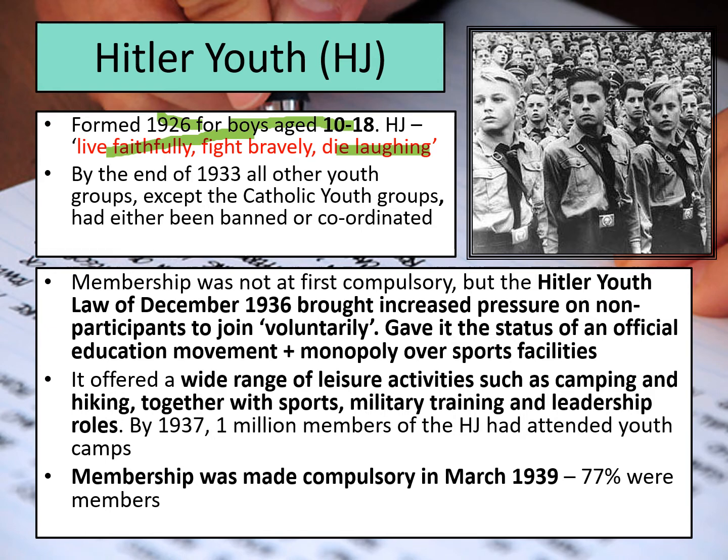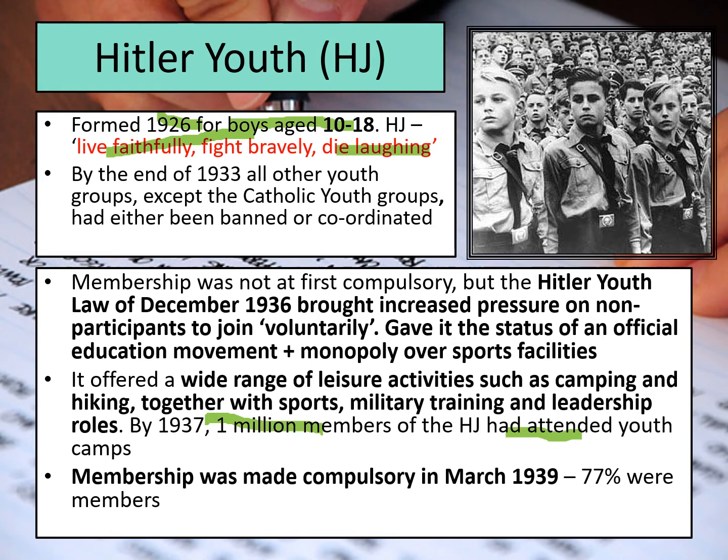They used to do lots of things, including camping and hiking. They would do lots of sports. They would try and do lots of military training and leadership roles and preparing them for those future roles in society. And at first, people found it really fun. We can see by the fact that by 1937, 1 million members of the Hitler Youth had actually attended the youth camps in the summer.